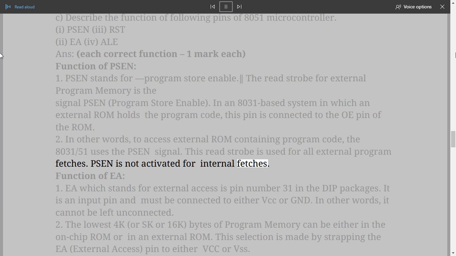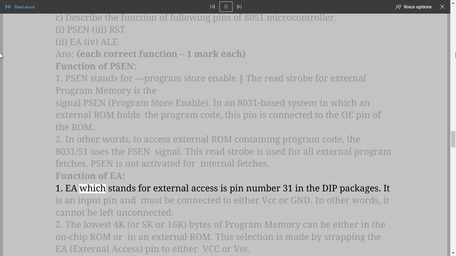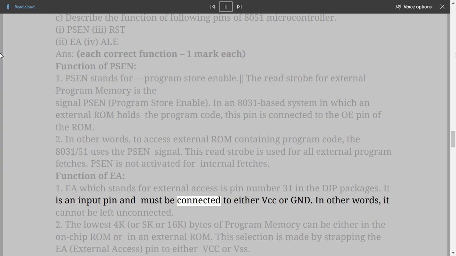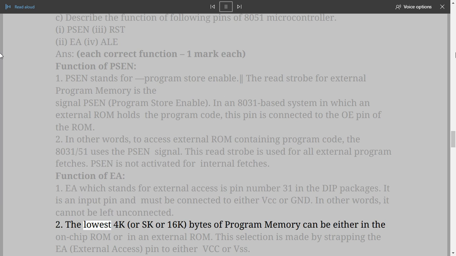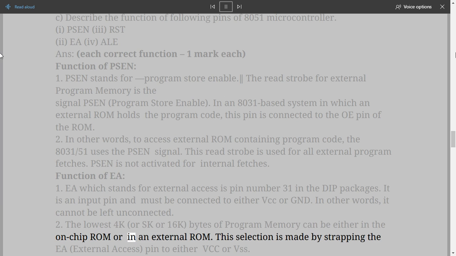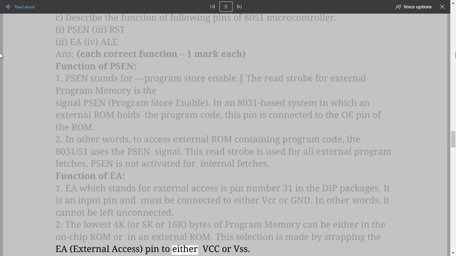Function of EA. 1. EA, which stands for external access, is pin number 31 in the DIP packages. It is an input pin and must be connected to either VCC or GND. In other words, it cannot be left unconnected. 2. The lowest 4K, or 8K, or 16K bytes of program memory can be either in the on-chip ROM or in an external ROM. This selection is made by strapping the EA external access pin to either VCC or VSS.